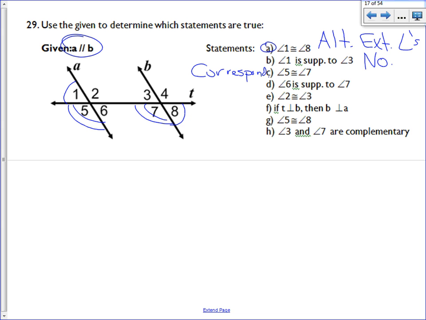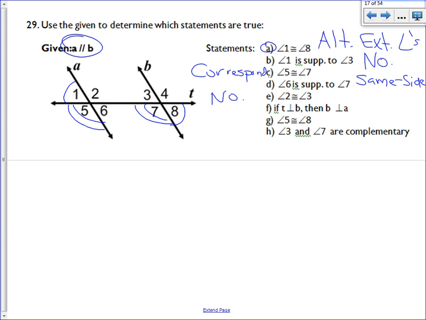All right, angles 6 and 7 are supplementary. Is that true? Yes, it is true because of same side interior or consecutive interior angles. They're supplementary to each other. All right, angles 2 and 3 are congruent. No. If they were 90 degree angles, they would be congruent, but we don't know that. So you have to say no.